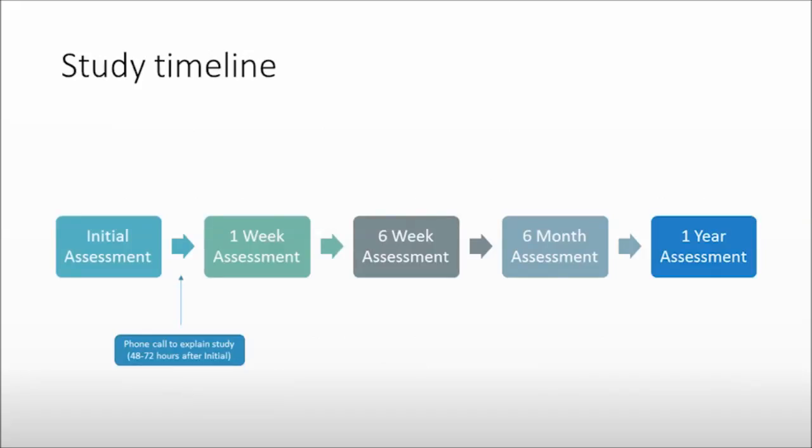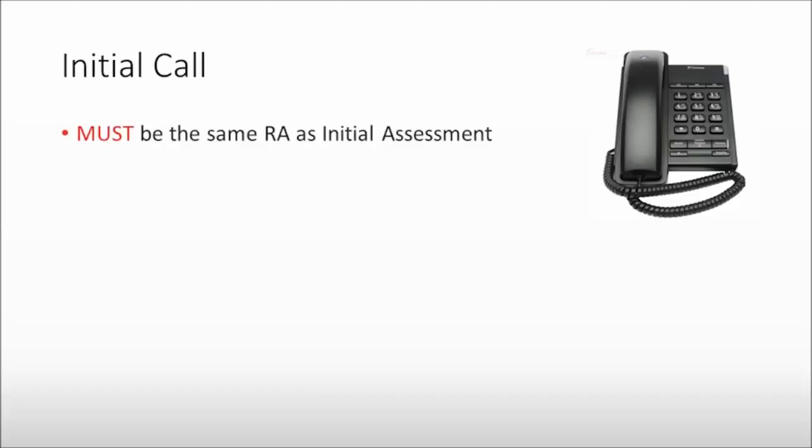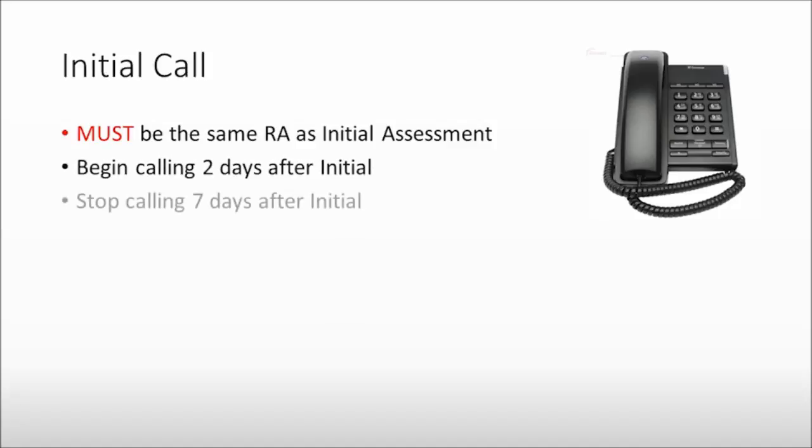All right, so let's go back to the study timeline. We've already done the initial assessment. The next part is the phone call. So the initial call has to be the same RA as the initial assessment. So you will be calling in 48 to 72 hours to follow up with the person. You can begin calling 2 days after the initial assessment, like I said, and stop calling 7 days after the initial. So if on the 7th day you don't hear back from them, we'll consider them lost to follow-up, so you can stop calling them at that point.